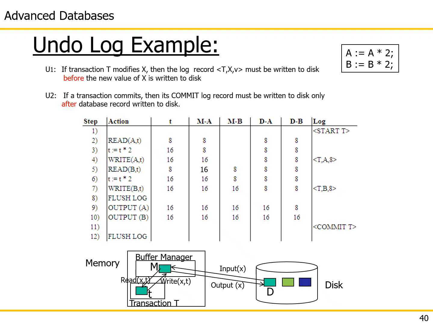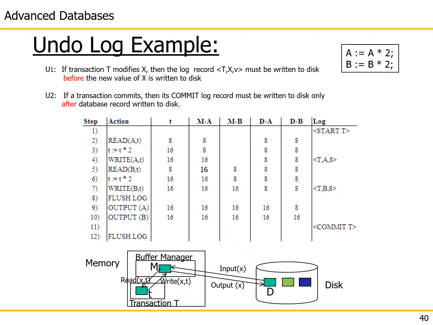And also, to increase the chance of having our log frequently sent to the disk, we have another flush log after the last output, which is going to be at line number 12 after output B. Now, this is how things go.